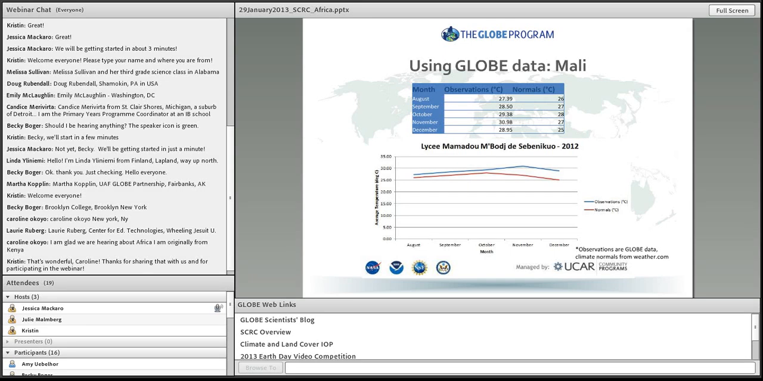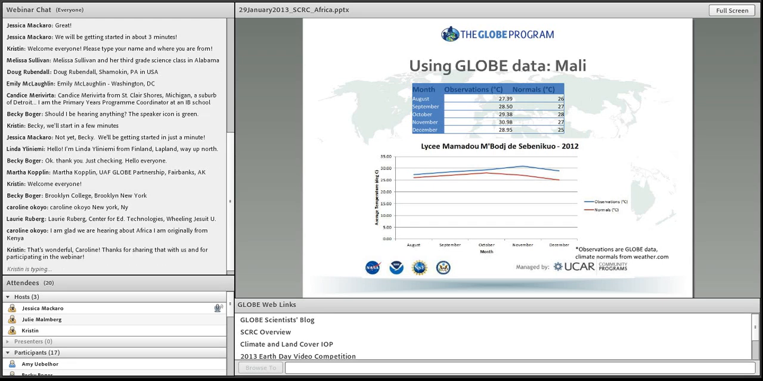Well, what's the connection with temperature, or with precipitation, or cloud cover, or any one of the many GLOBE protocols that we have? So this was a great example from the school in Mali, and I really enjoy looking at the data and, as I say, getting my hands dirty with the things that these students are collecting, and they did a great job doing this.